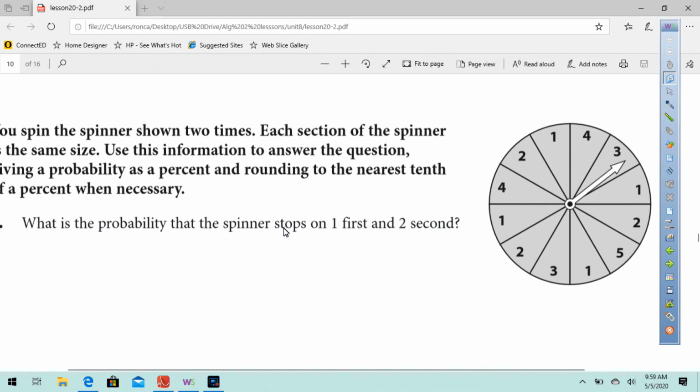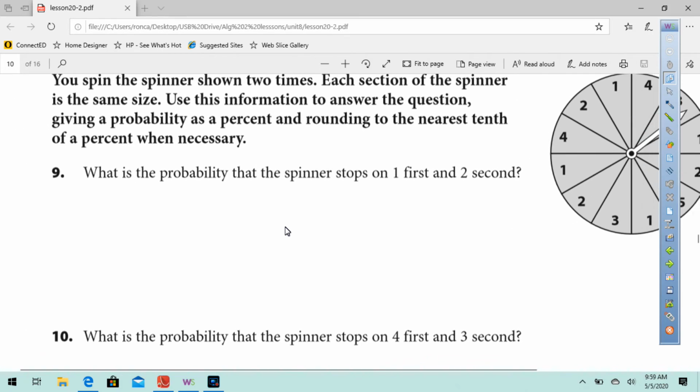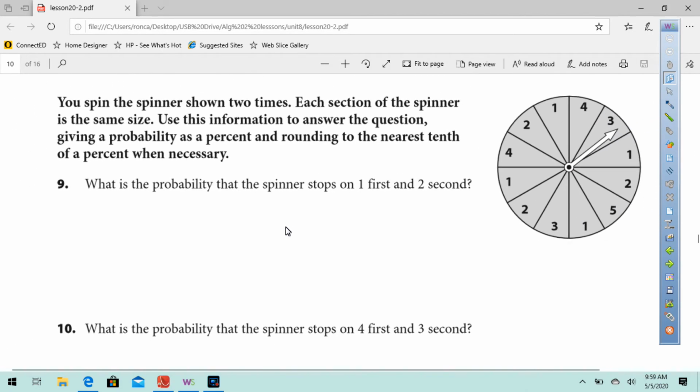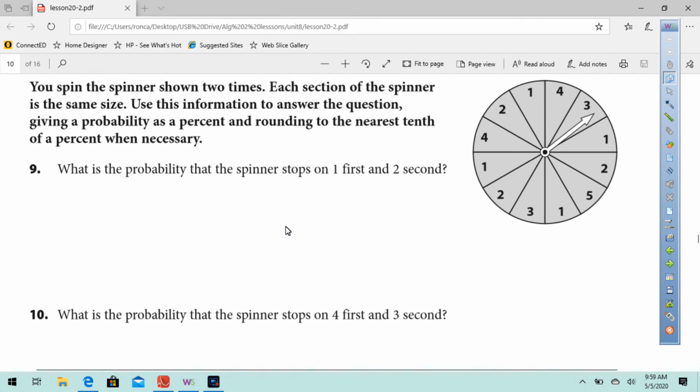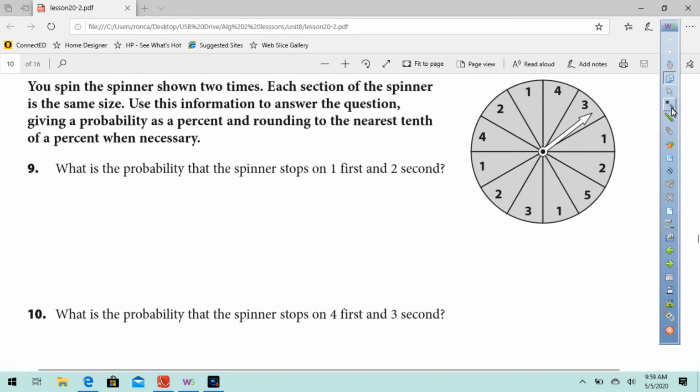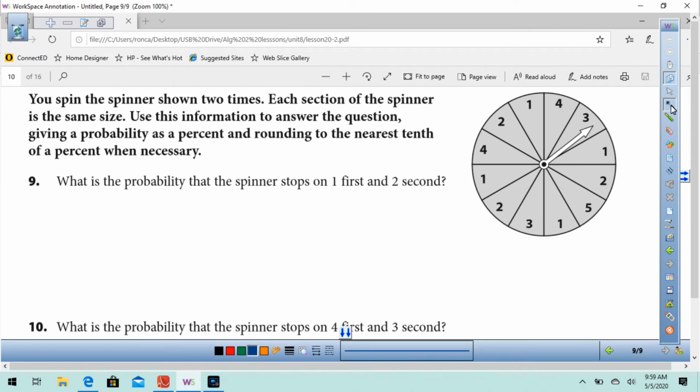What's 9? Oh, yeah, we're changing it up a little bit. So you spin the spinner shown 2 times. Each section of the spinner is the same size. Use this information to answer the question, giving a probability as a percent and rounding to the nearest 1/10 of a percent when necessary. Okay, question is, are the 2 spins independent? Yes. Unless you do something to make them not independent.